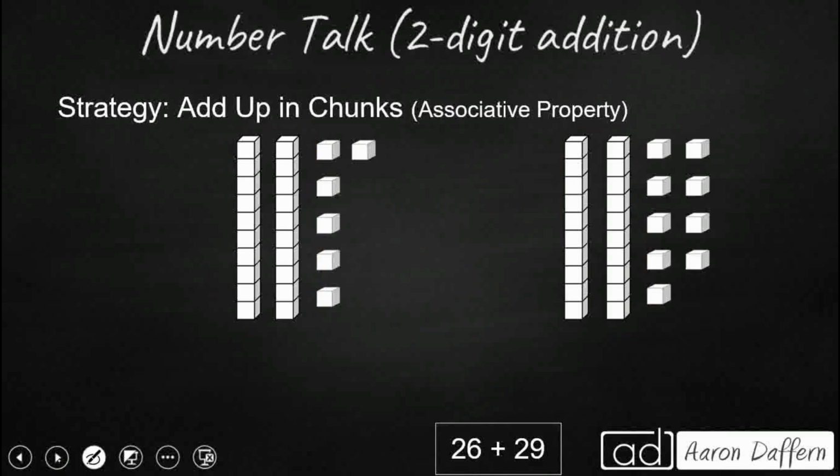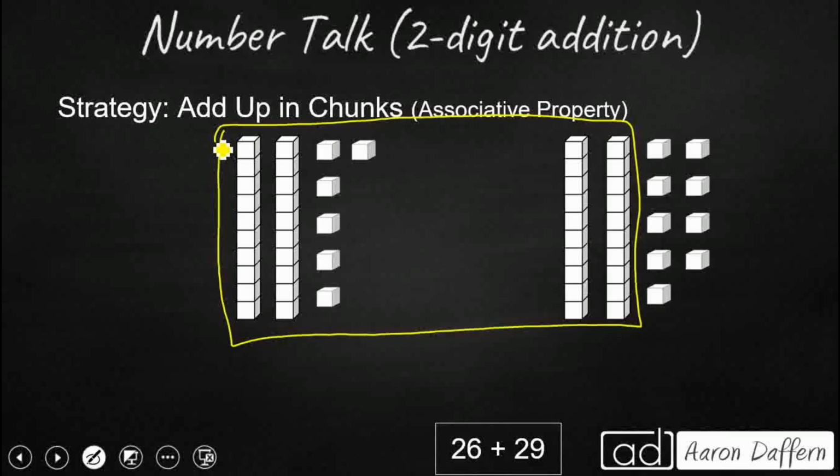Another way to do it is to add up in chunks. So we keep our first addend completely together. Then we take the tens place of our second addend. And this also helps get rid of, not all, but a good portion of any regrouping that might need to be done. So 26 plus 29. We're going to keep our 26 together. We're going to break up the 29 into its place value, 20 and 9. We only need the associative property here to regroup these.